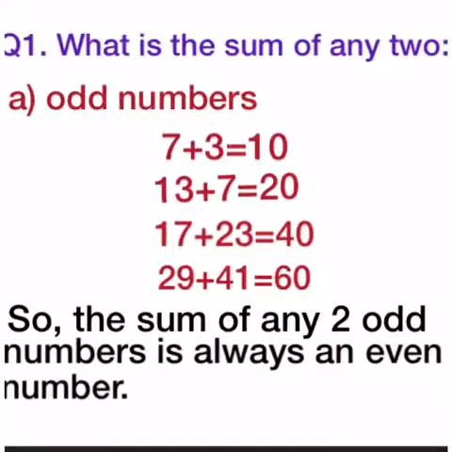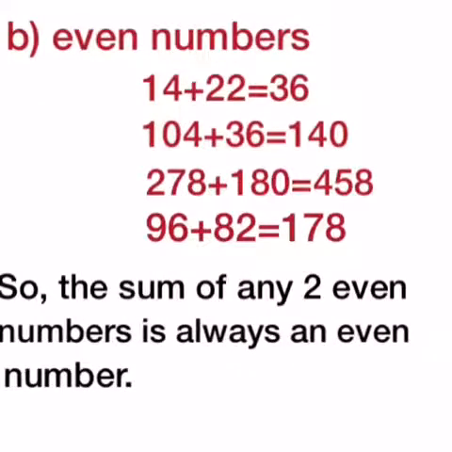29 and 41, again odd numbers, but their result is 60, which is an even number. So by these examples, children, we can conclude that if we add any two odd numbers, the result will always be an even number. Children, next question is, what is the sum of any two even numbers? Yes, the sum of any two even numbers is always an even number only.